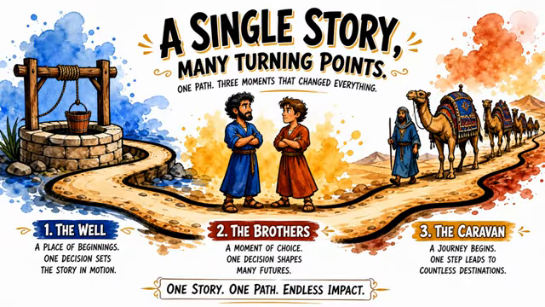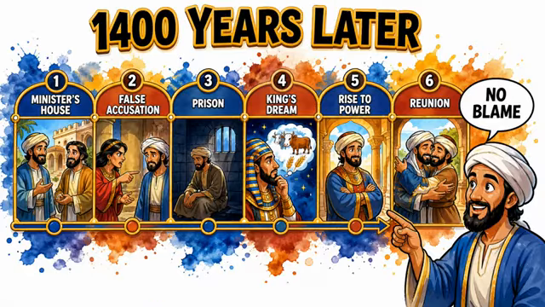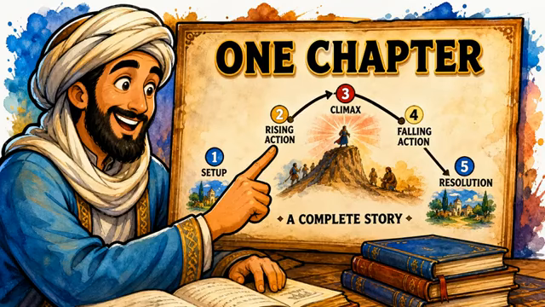The brothers and the well, the caravan, the years in the house of the minister, the false accusation, the prison, the dream of the king, the rise to power, and the reunion where a wronged man tells the men who threw him away that there is no blame on them today. That entire arc, complete, in one chapter of this section.